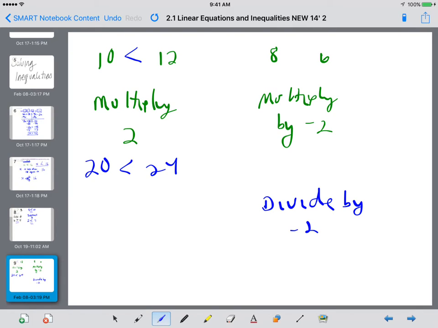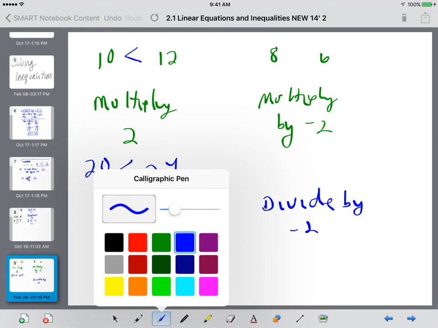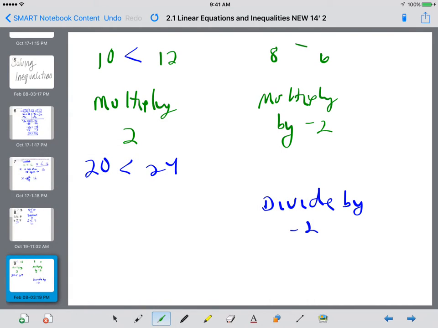8 is bigger than 6. If I multiply by negative 2, I would have negative 16 and negative 12. But negative 16 is less than negative 12, so you should notice that when we multiplied by a negative, the inequality flipped.